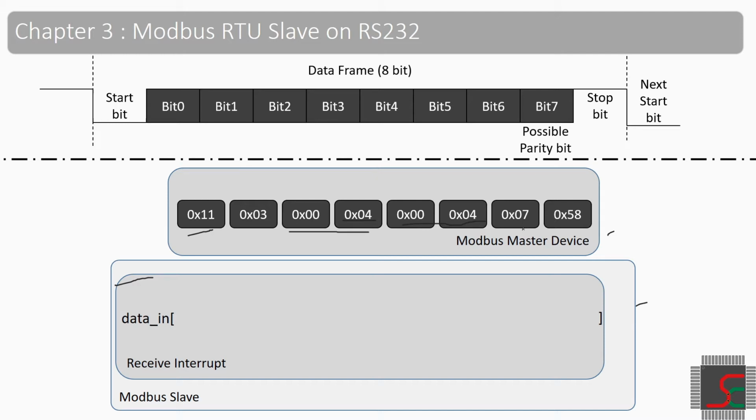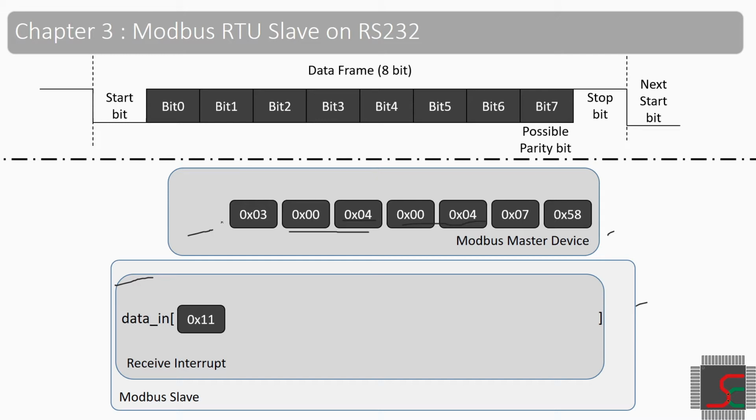Modbus master will send the most significant bit first. Here, most significant bit means the bit to the left side of the screen, that is the slave ID. So it will be sent first to the slave device. This value 0x11 will reach the microcontroller's USART2 pins, so a receive interrupt activates and we capture this received byte into our variable data in.